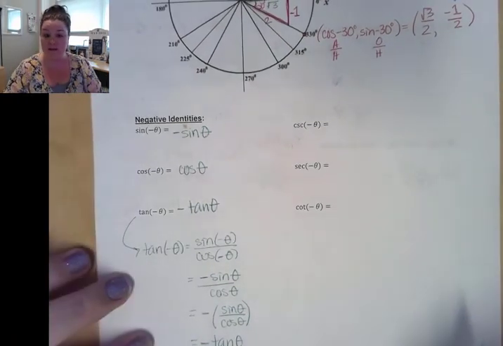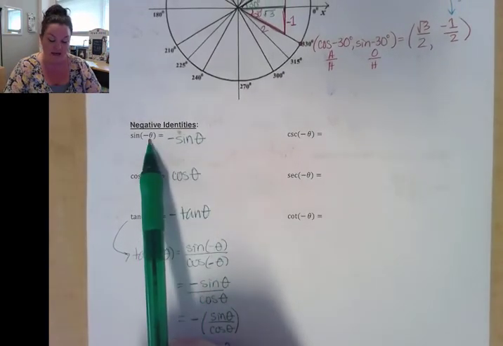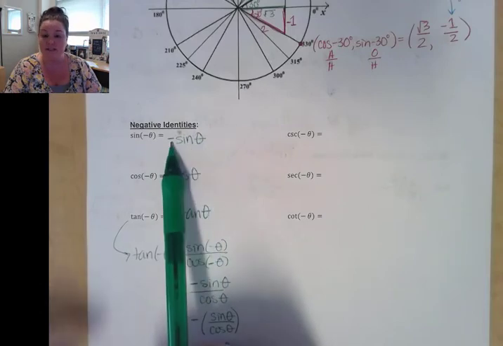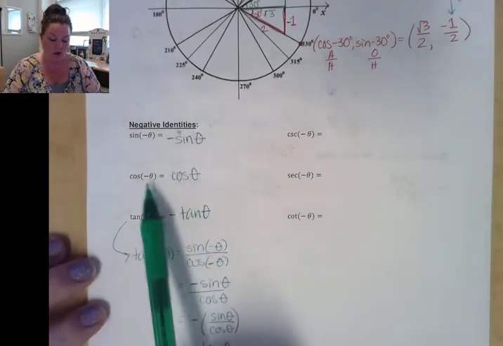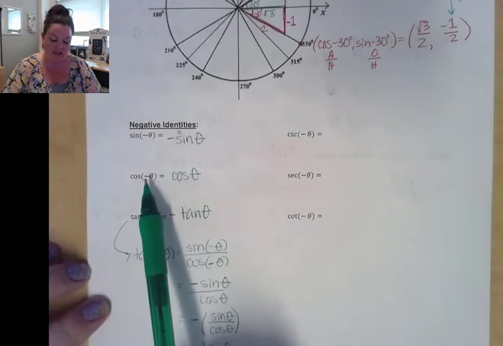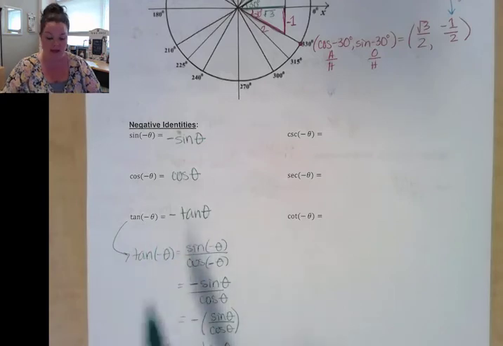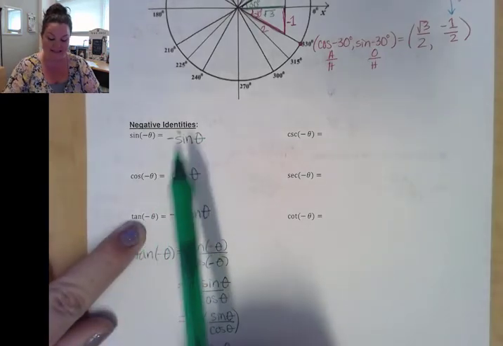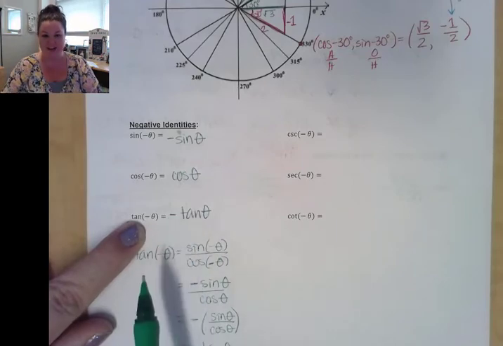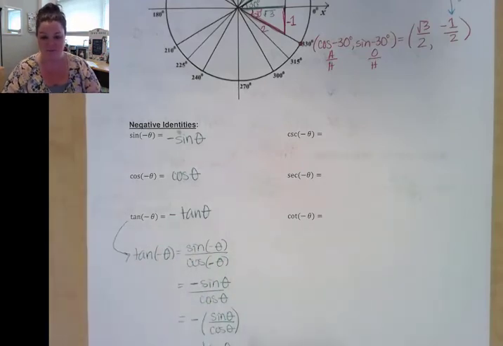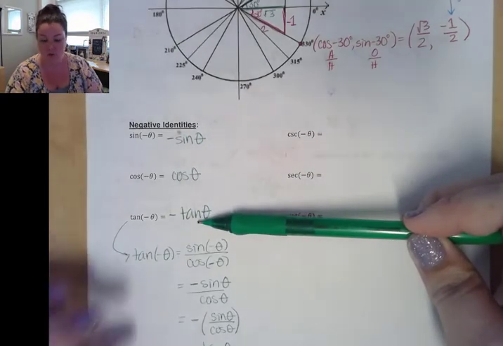Okay, let's just think about this. So sine values change. If we change the sign of the angle, it changes the sine value itself from positive to negative, right? Cosine, when we change the sign of the angle, does not change the cosine value. And then because tangent has sine within it, its tangent value will also change, right?